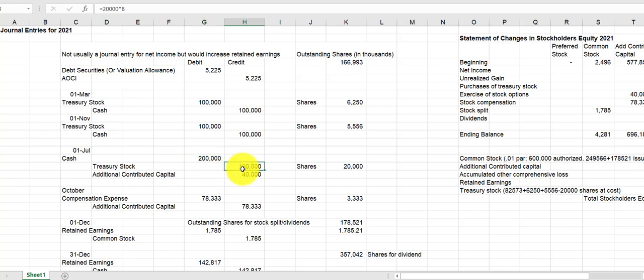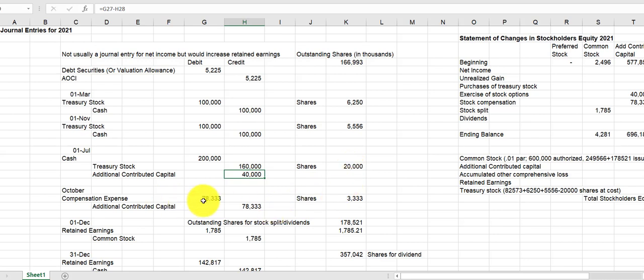We always credit treasury stock for the amount that we originally paid for the shares when we sell treasury stock. And the difference goes to additional contributed capital, additional paid-in capital, whatever the term is that the company's using. That makes our shares go down by 20,000 in outstanding.